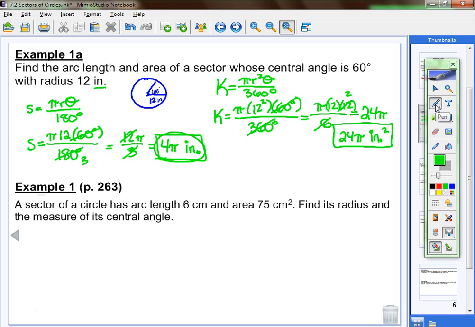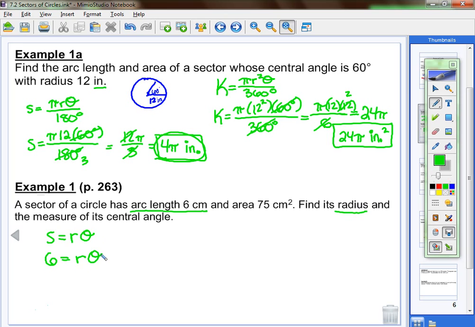We are not given degrees, or we're not told to find degrees or radians, so we get to choose. The formula for radians is easier, so let's use that one. Arc length equals radius times theta. We actually don't know the radius, we need to find the radius, but we know that the arc length is 6 centimeters. So 6 equals the radius times the central angle, but we don't know what that is yet.